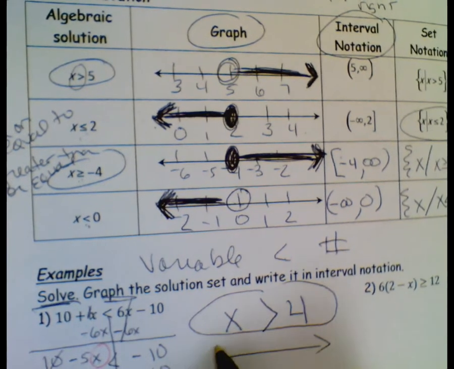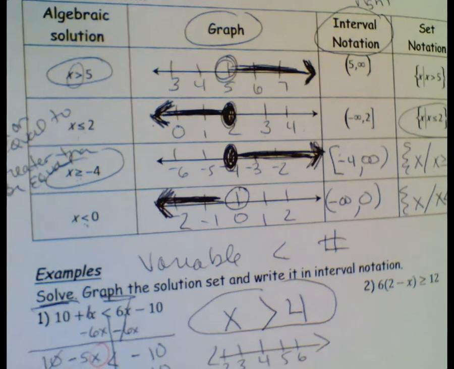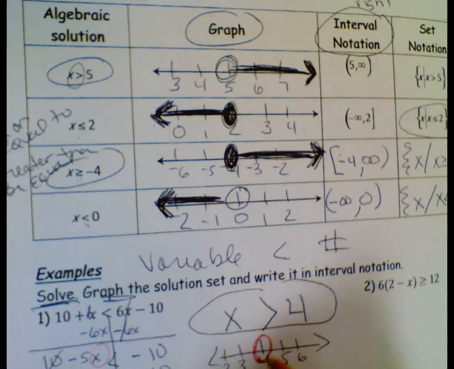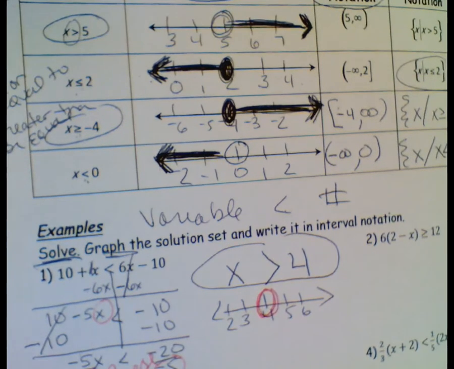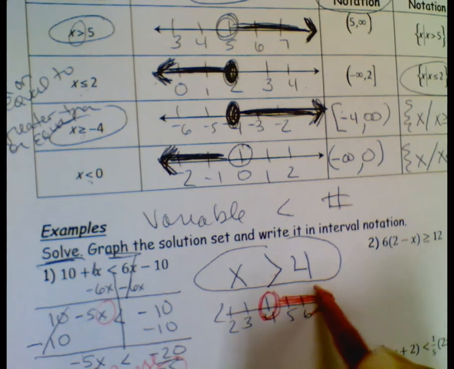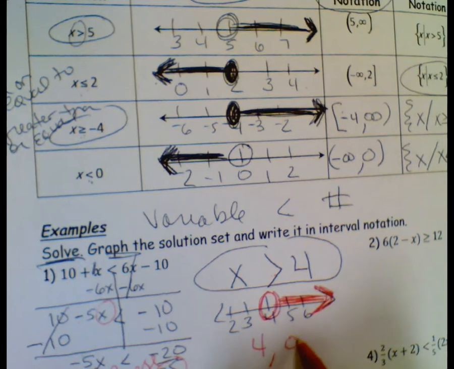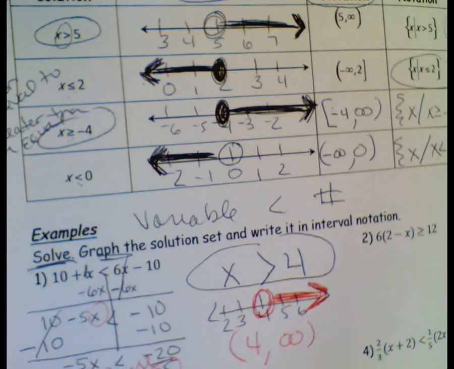Graph the solution set. Put the 4 in the middle: 5, 6, 3, 2. Open circle on 4. Looks like that. This matches this number line, so you go this way. That's your graph. And interval notation is 4, comma, infinity, like that.